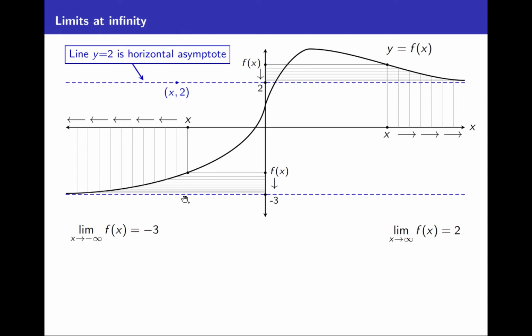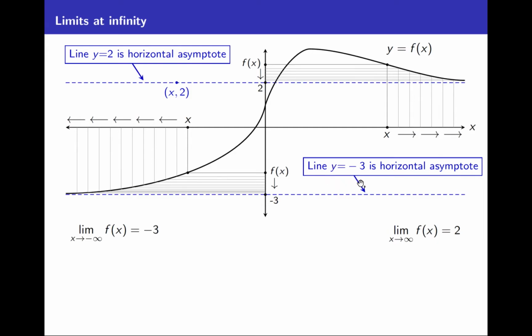This other dashed blue horizontal line is also called a horizontal asymptote of f. The line y equals minus 3 is a horizontal asymptote of the function. As x goes to negative infinity, the corresponding points x, f of x on the graph of f get closer and closer to that line. They squeeze into that horizontal asymptote.